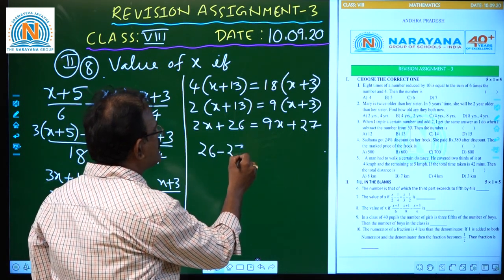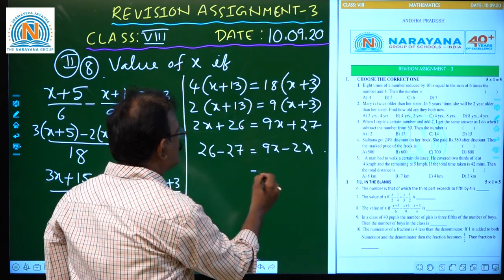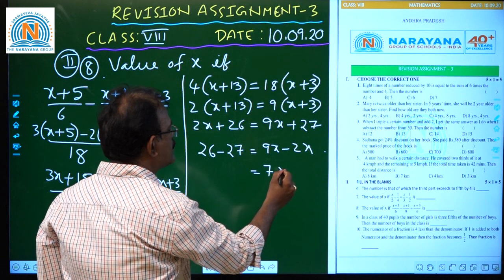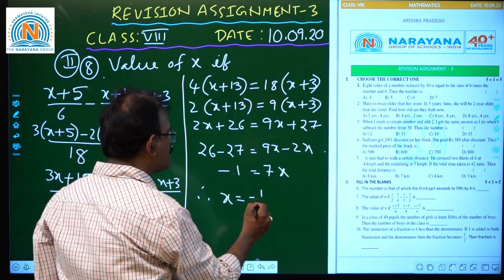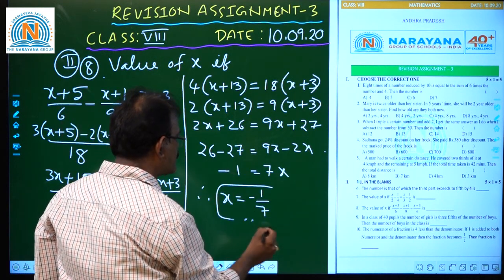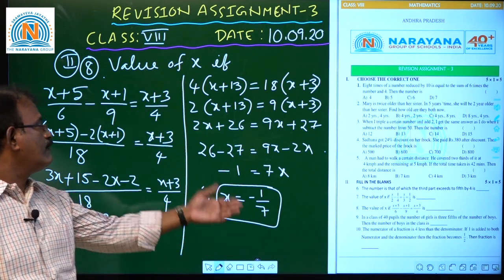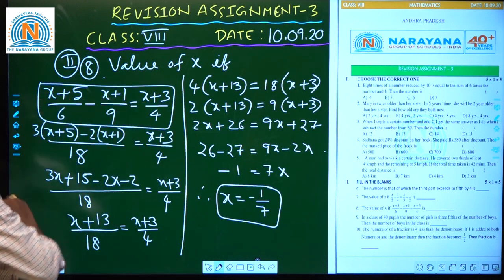26 minus 27 is equal to 9x minus 2x. So plus 2x minus 2x, plus 27 minus 27. This is 7x is equal to minus 1. Therefore, x is equal to minus 1 by 7. So this is the value of x from the given identity when the linear equation in single variable.